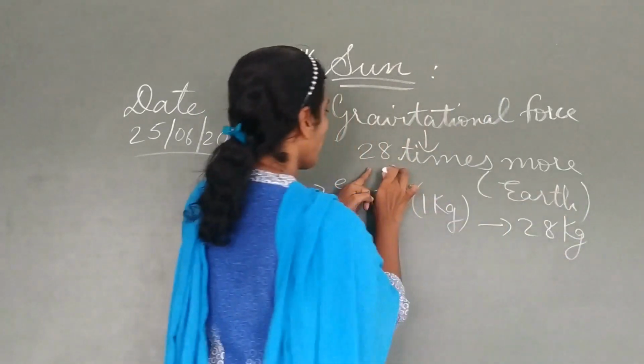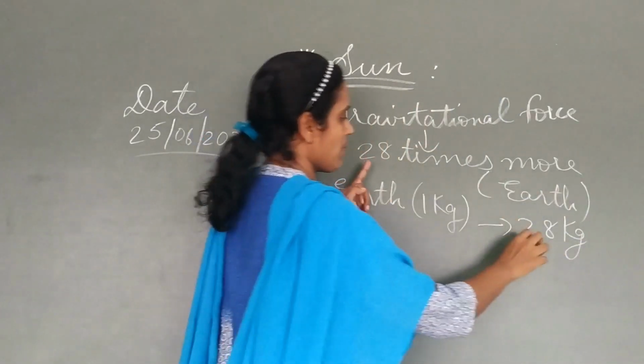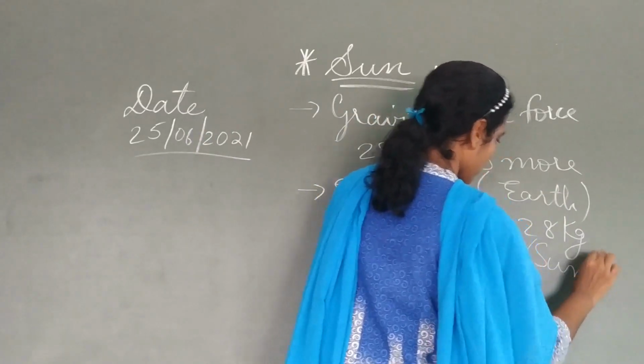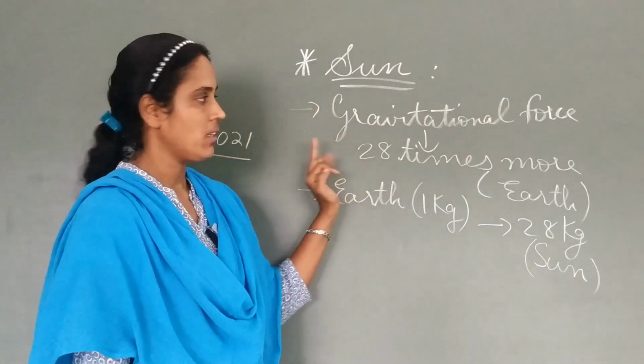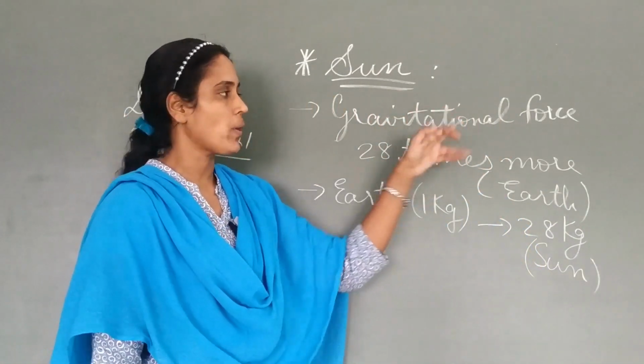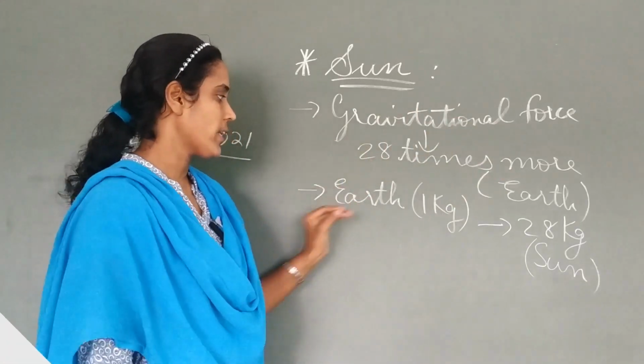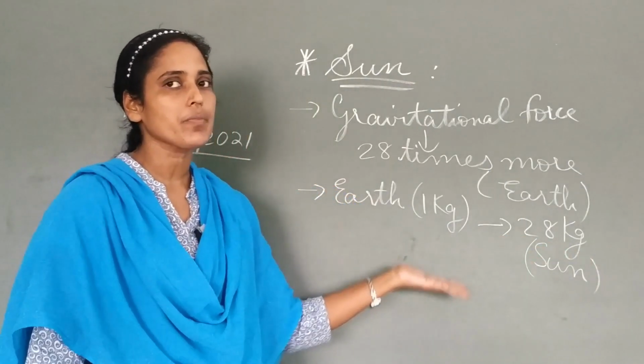How will you come to know? You come to know from this figure, you approximate. Students, just compare these 2 points. Gravitational force of the sun is 28 times more than that of the Earth. So for example, any substance on the Earth weighing 1 kg, it can be any 1 kg bottle. If you weigh it on the Earth as 1 kg, and you take it to the surface of the sun, that same bottle will weigh how many kgs? 28 kgs. So students, I hope you are clear with this topic.